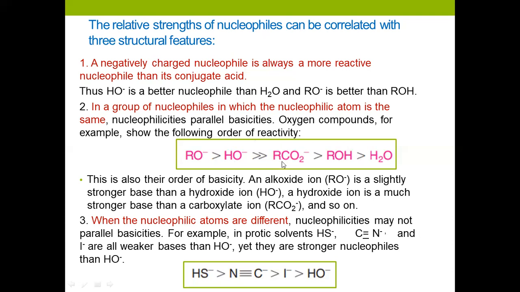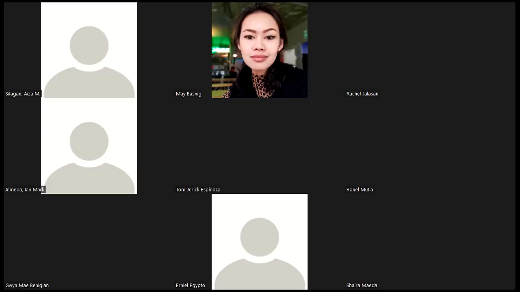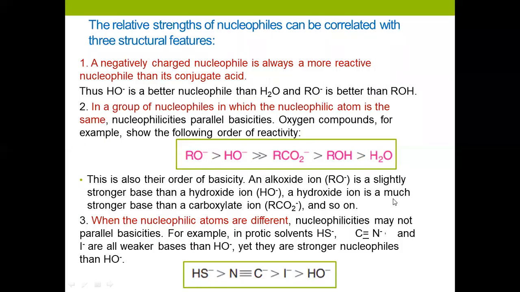Now compare that to RCOO negative. In RCOO negative, the electrons in oxygen are affected by the structure. So we will look at the structure and we will draw it.